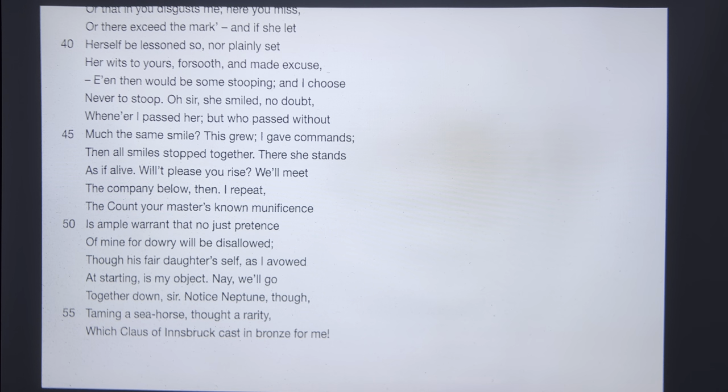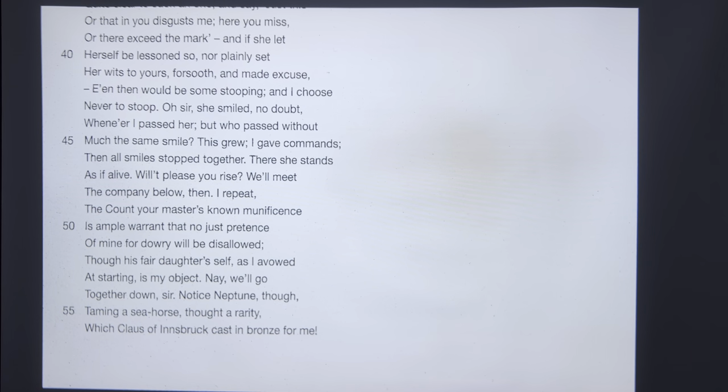Will it please you rise? We'll meet the company below then. I repeat, the count, your master's known munificence is ample warrant that no just pretense of mine for dowry will be disallowed. Though his daughter's self, as I avowed, as starting is my object.